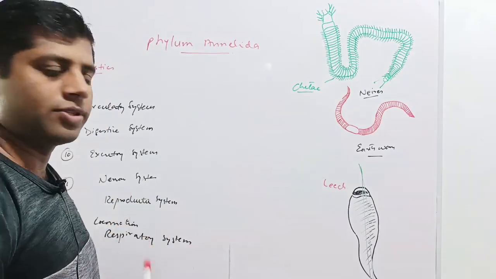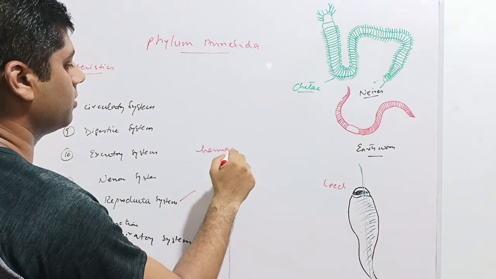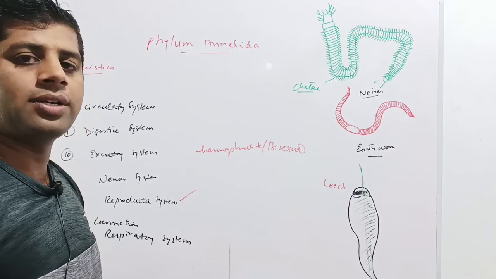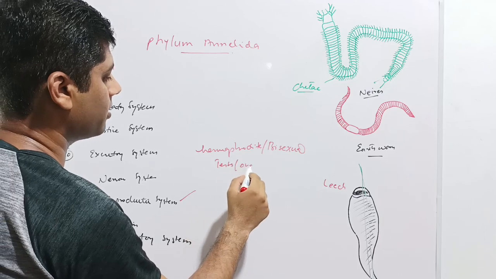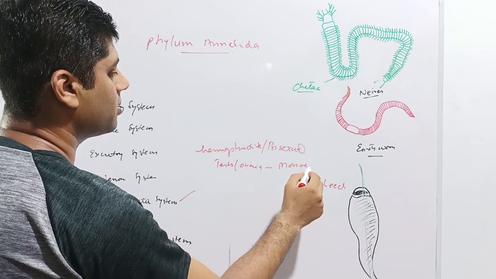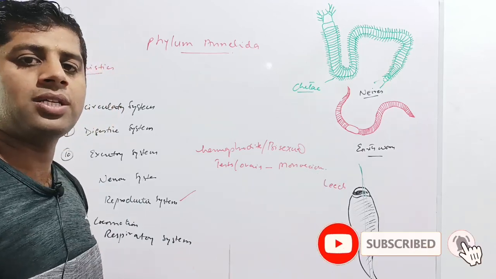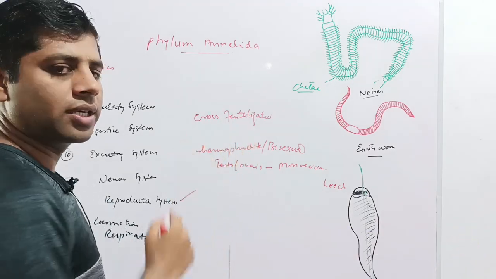Next is the reproductive system. In case of annelids, these are hermaphrodite. Hermaphrodite are bisexual animals in which the single animal contains both testes and ovaries. So testes and ovaries are existing in the same animal. Therefore this animal is also called monoecious. So the annelids are basically hermaphrodite, bisexual or monoecious animals. However, these animals show cross fertilization.